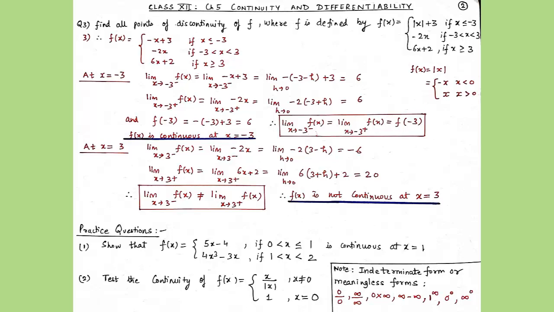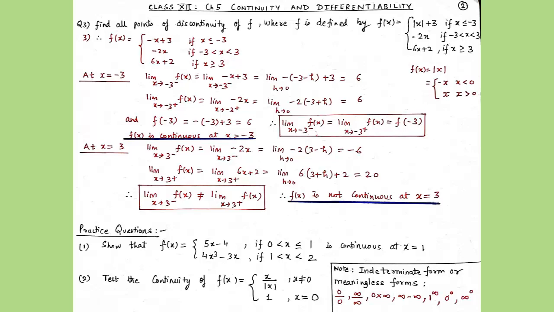So in this question, we have to find all the points of discontinuity. As you can see, our condition depends on two values, that is minus 3 and plus 3. So first we will check whether our function is continuous or not at x equal to minus 3.